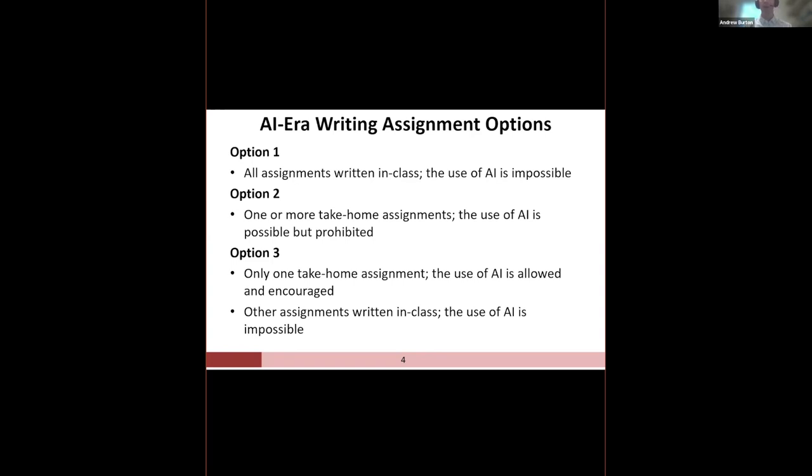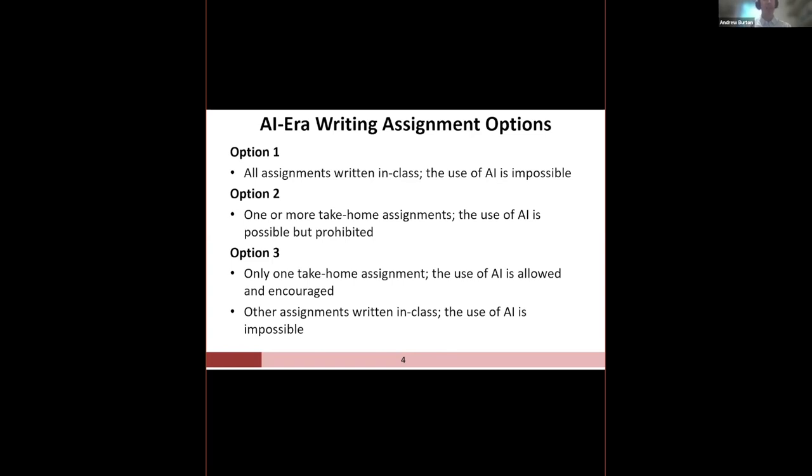So to sum up, this third option, I think, preserves a lot of the good things about take-home essays that have always existed. It enables new modes of learning that will hopefully improve students' learning. And it also seeks to minimize certain real risks that therefore make a disastrous outcome in a course unlikely.